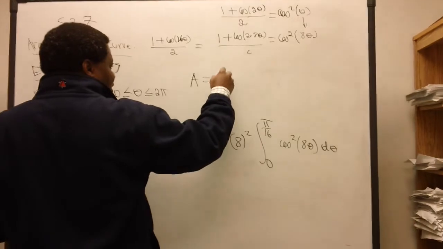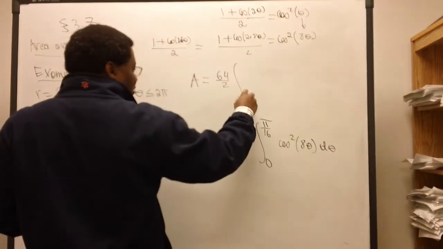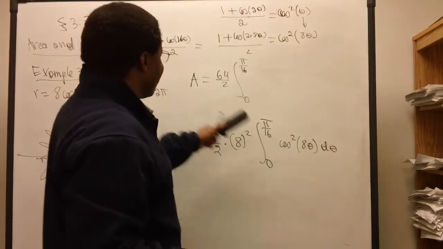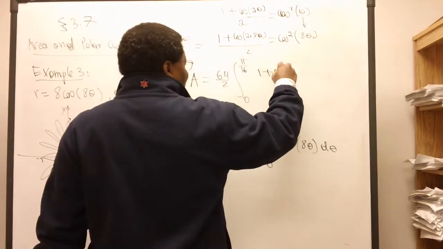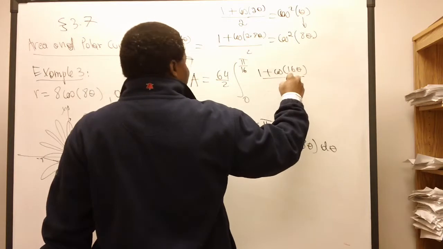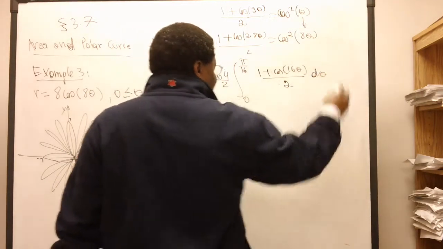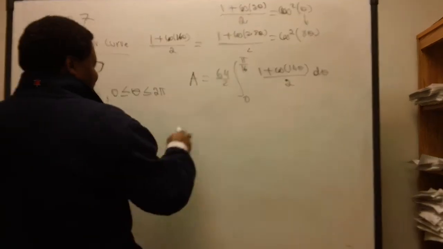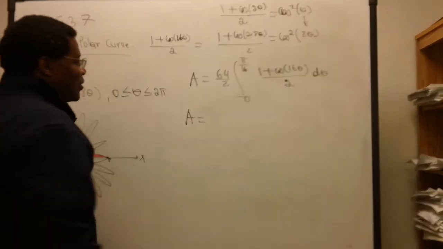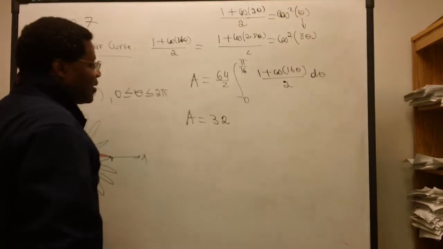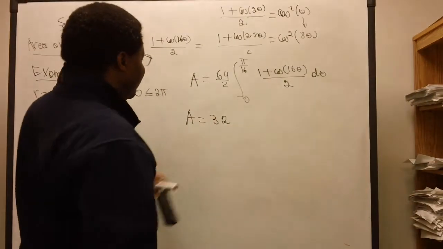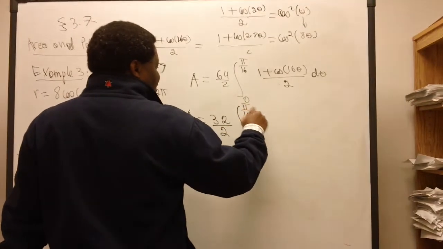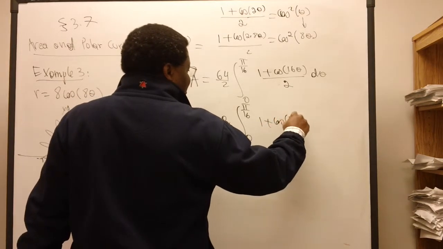So A equals 64 over 2 times the integral from 0 to pi over 16 of, now we're going to replace cosine squared 8 theta with 1 plus cosine of 16 theta over 2, and then d theta. So we got 64 over 2, which is 32. And again, we can bring that 1/2 outside, which gives us the integral from 0 to pi over 16 of 1 plus cosine of 16 theta d theta.